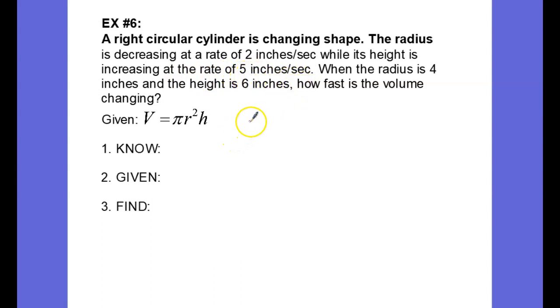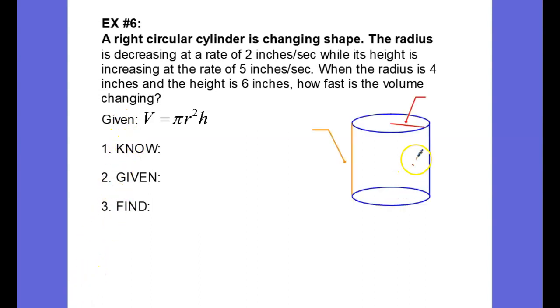When the radius is 4 inches and the height is 6 inches, how fast is the volume changing? Let's start with a picture. Here's our cylinder, and it has a radius r and height h. Now we're given that volume is equal to pi r squared times h. That's our formula, and that's what we know.